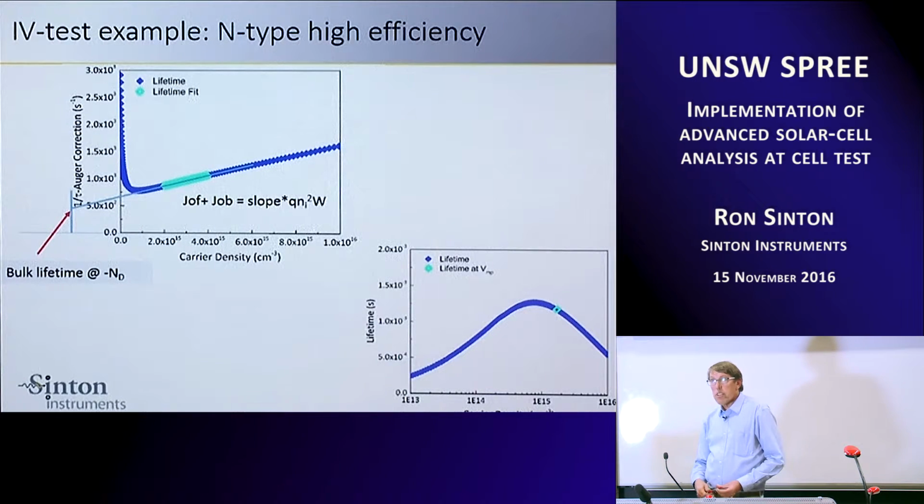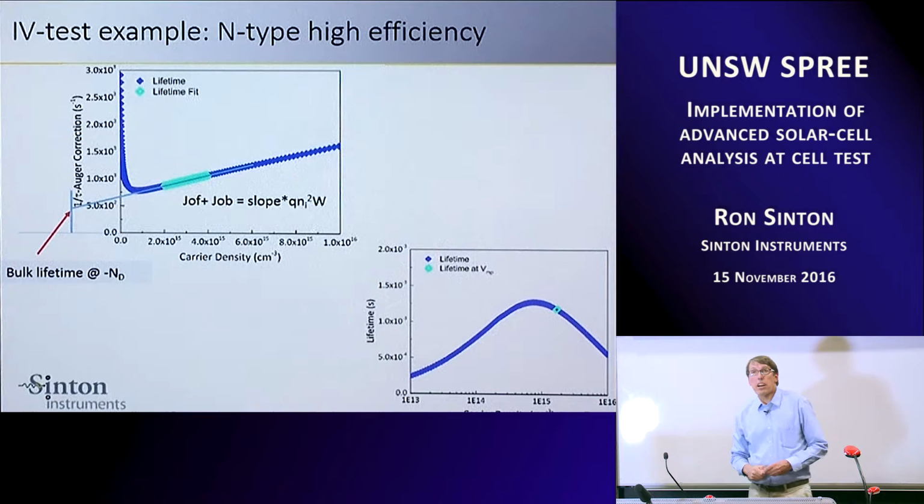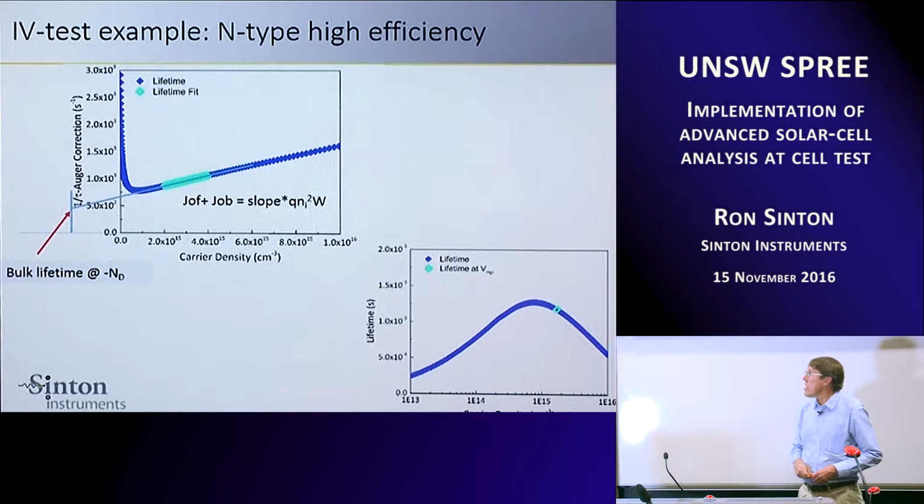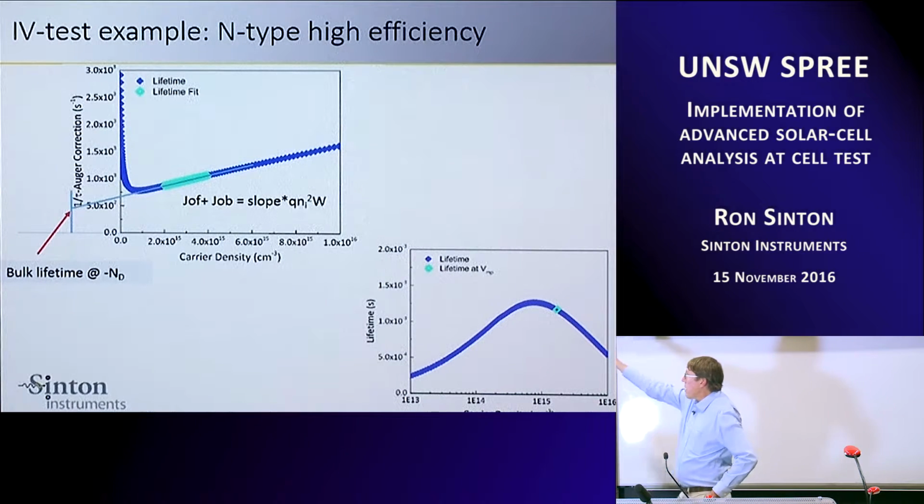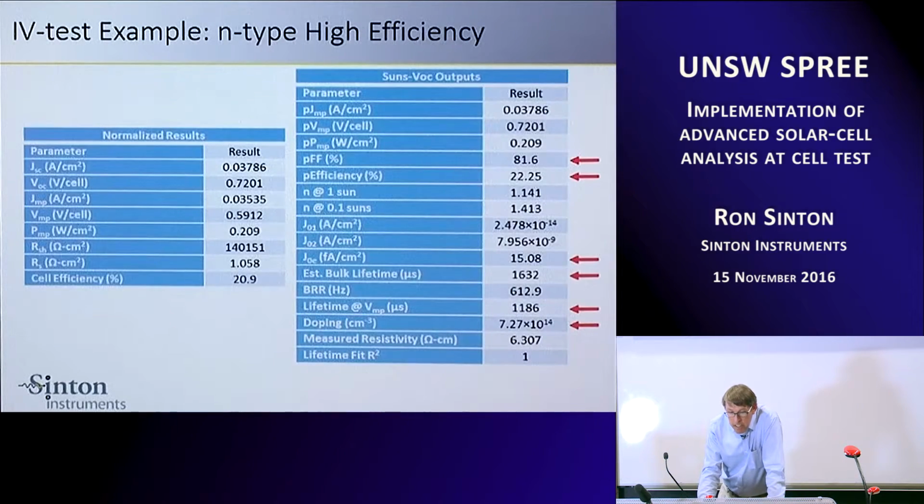And so you can use the Suns-Voc curve to construct all your lifetime data, as I showed in a previous slide. And you get the typical 1 over tau versus carrier density with a linear slope for N-type high-efficiency cells, where the slope gives you the sum of the J0 back and the J0 front. And if you take the intercept at the negative doping, then you get the bulk lifetime as well. And so these are very, very good to get.